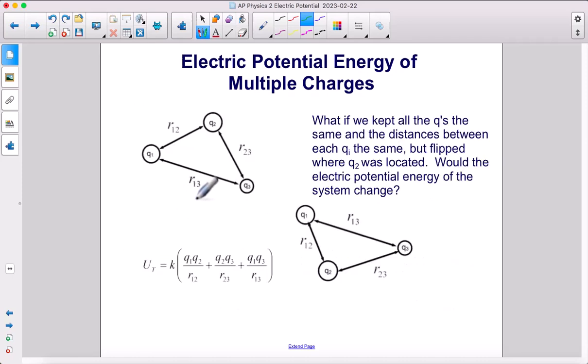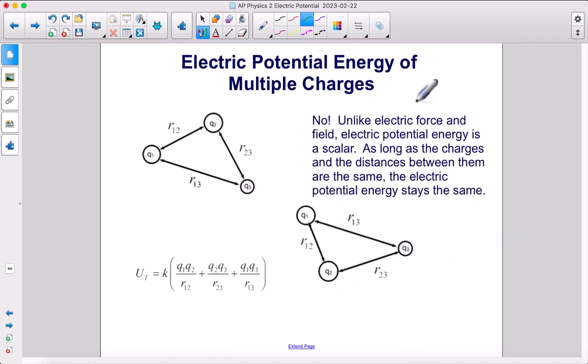What if we kept all of the charges the same and the distances between each charge the same, but we flipped around where Q2 was located? Would the electric potential energy of the system change? So we've just swapped some positions, but all of the distances remain the same. No. Unlike electric force and field, electric potential energy is a scalar. As long as the charges and the distances between those specific charges are the same, the electric potential energy stays the same.